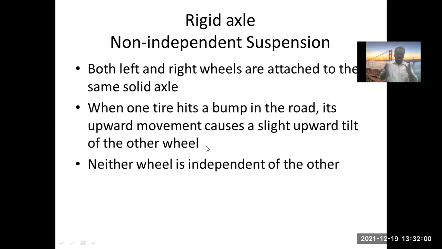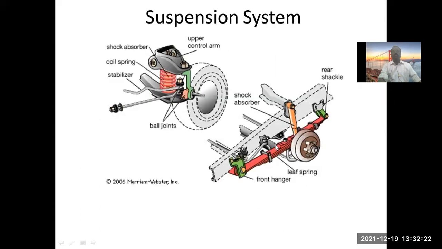Since both have been connected by the same axle, when one wheel goes up, this cannot stand like this, it has to tilt like this, or when this goes up or down, it is also tilted. So this will be tilting like this. So anyone moving up and down will be affecting the other side also. So that was about independent suspension.